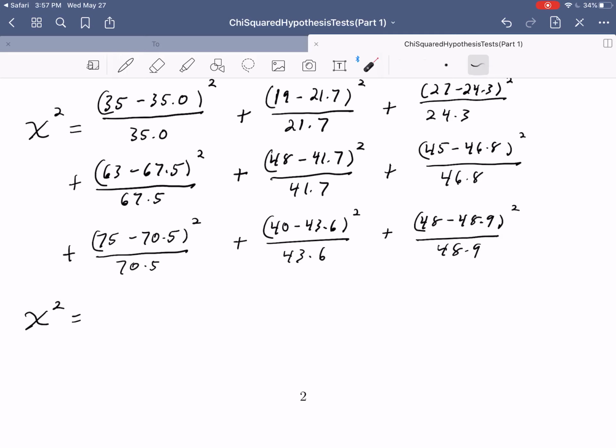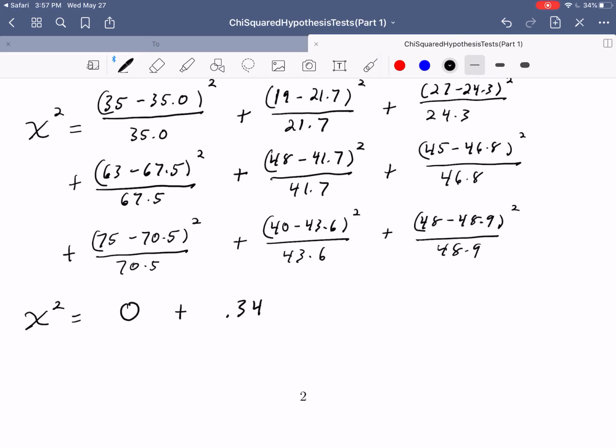The first one, 35 minus 35.0 squared, well, that's going to just come out as 0. So we're going to get 0 plus. Next one, 19 minus 21.7, then square the result, then divide by 21.7. Now, because every one of these has a square in it, every one of these is always going to be positive. So every contributing part of the test statistic is always going to be positive. So you should get 0.34 for that one.